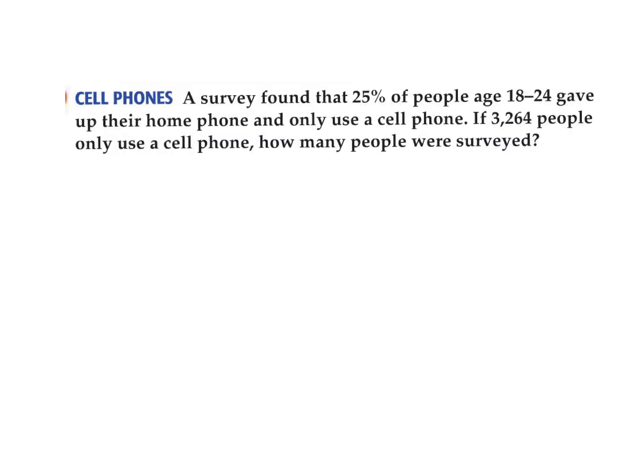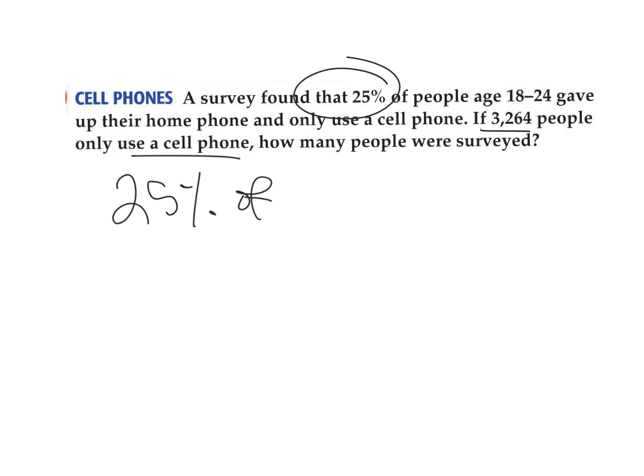And then one last question. A survey found that 25% of people age 18 to 24 gave up their home phone and only use a cell phone. If 3,264 people only use a cell phone, how many people were surveyed? So this is telling me that 25% of some amount of people equals 3,264. So I'm just going to write this as the percent equation.